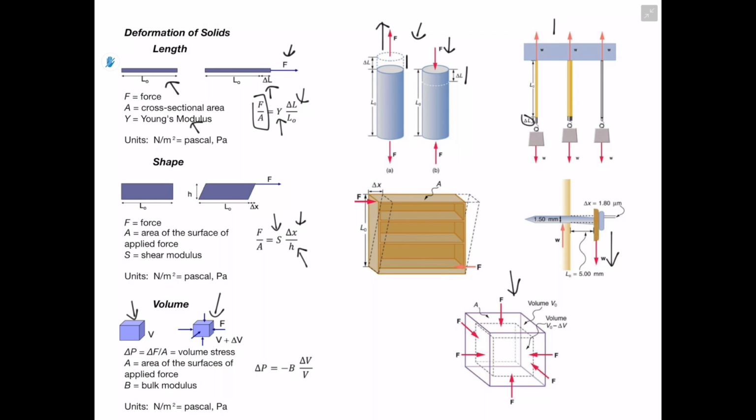And basically we're going to see that our change in P, which is actually our change in force over area, which we're going to call volume stress in this case, is going to be equal to our change in volume over our initial volume times our bulk modulus. And this is once again going to give us units of pascals.